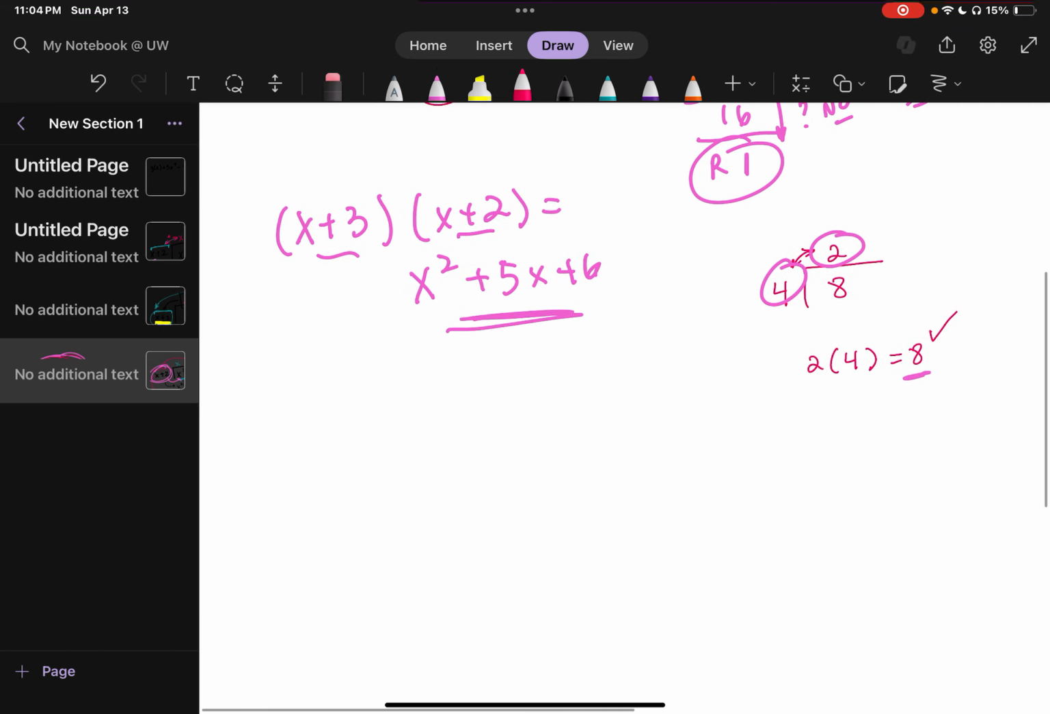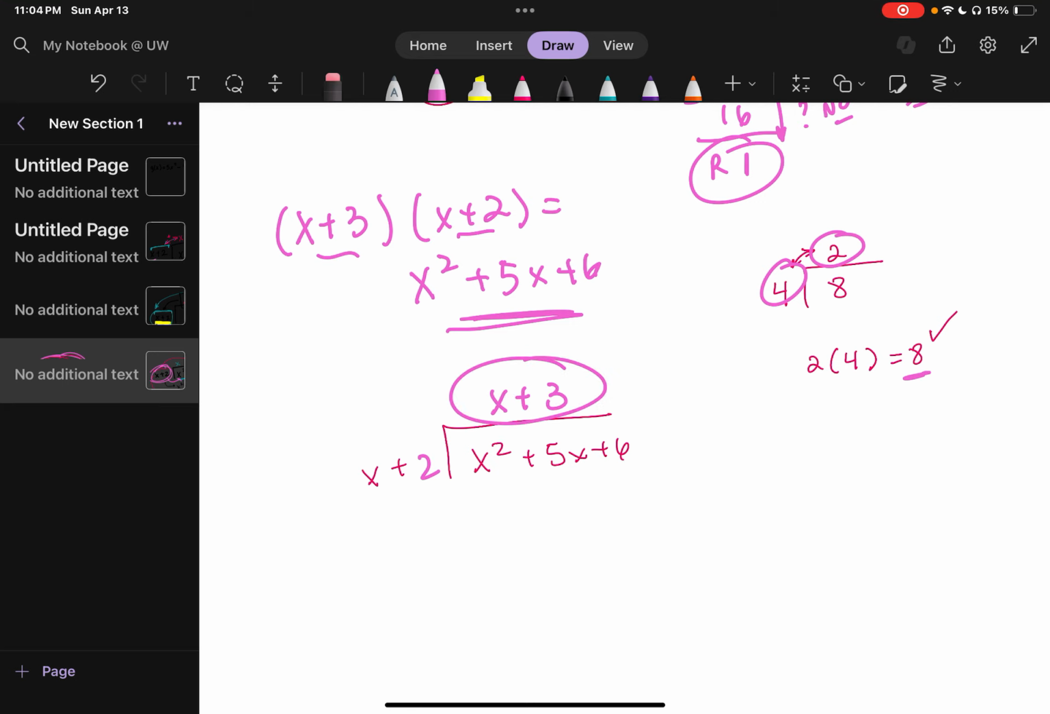So therefore, if I divide x squared plus 5x plus 6 by x plus 2, the final answer gives you x plus 3. So that's the final answer.